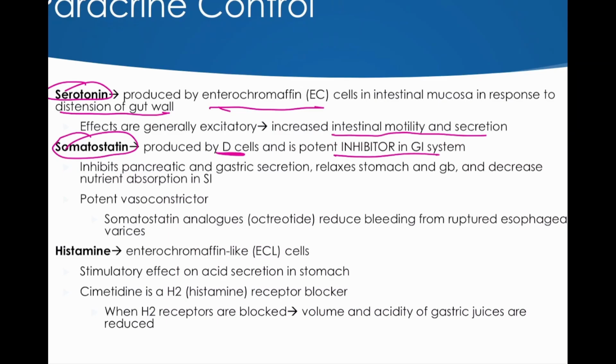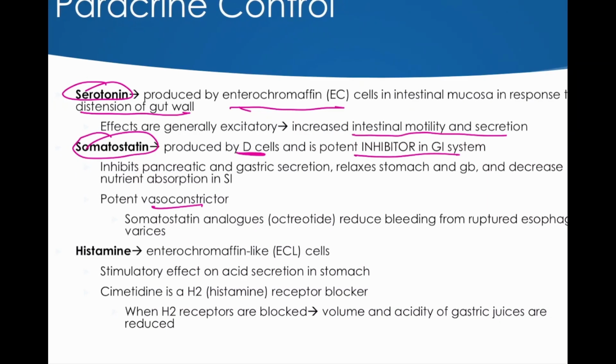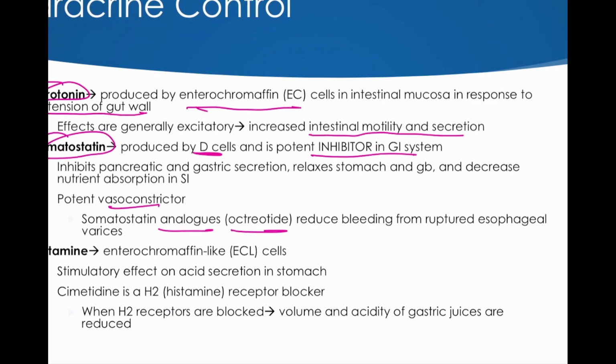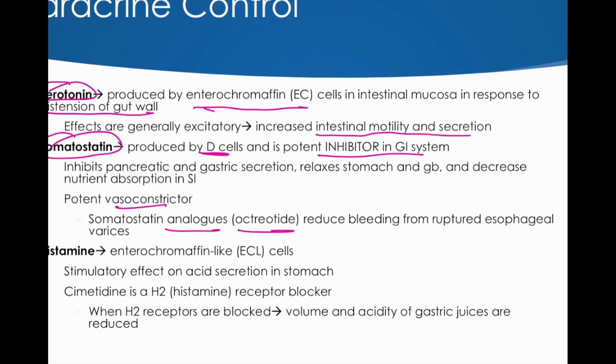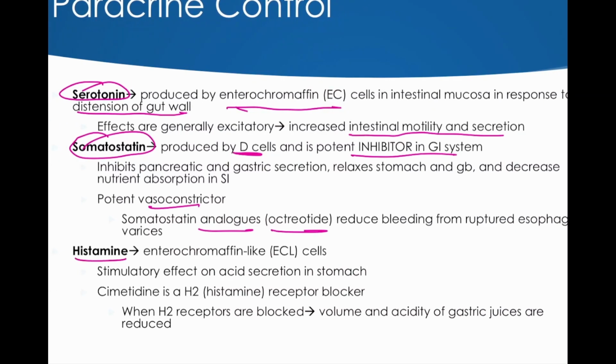It's a potent vasoconstrictor as well. So somatostatin analogs like octreotide reduce bleeding from ruptured esophageal varices. You can also give it for postpartum women when the uterus can't stop bleeding. Usually after delivery of the baby, the uterus starts to constrict real fast to stop the bleeding. Sometimes it doesn't happen as fast as you want, so you give this drug, which causes potent vasoconstriction, so all those uterine vessels clamp off and there's no more bleeding. That's what octreotide does.